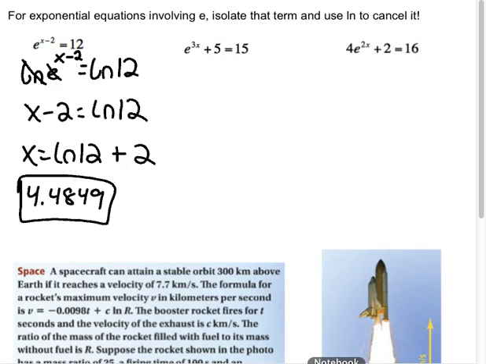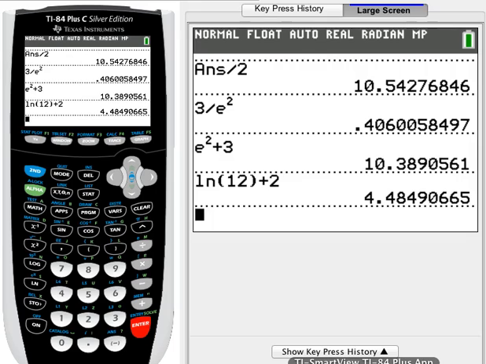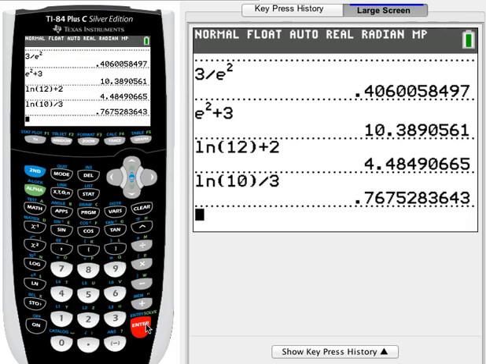Of course, if something else is going on, we have to be able to take care of that first. So I'm going to subtract off 5. And now I'm going to natural log both sides. By natural logging, the ln cancels the e, so I have 3x equals ln of 10. And so I just divide that 3 off. All right, so let's type that into the calculator. Natural log 10 divided by 3 gives me 0.7675.